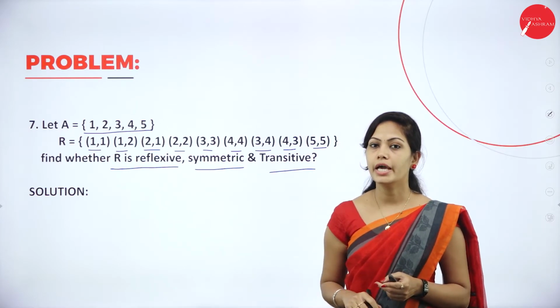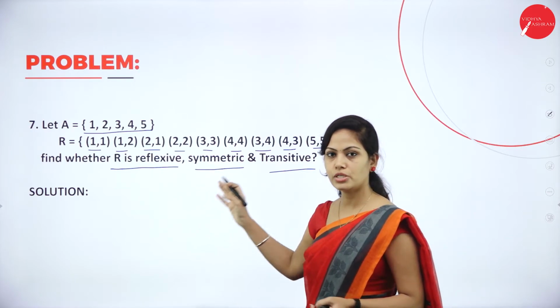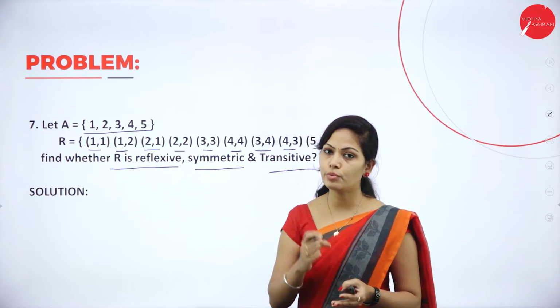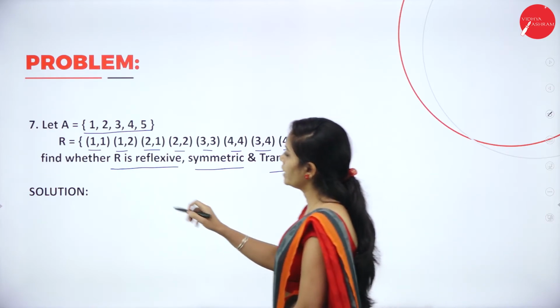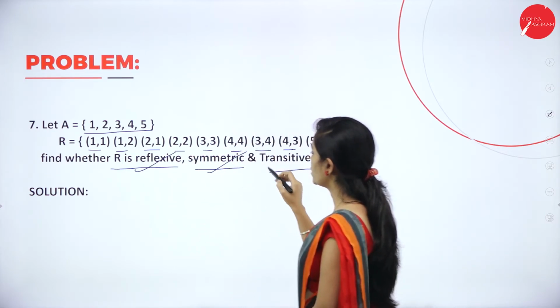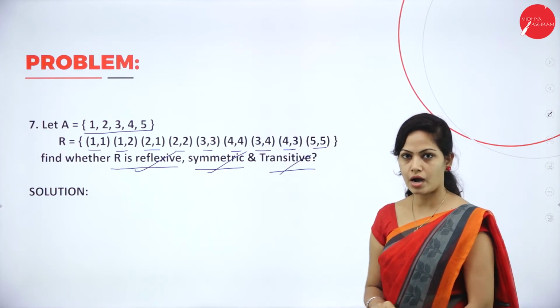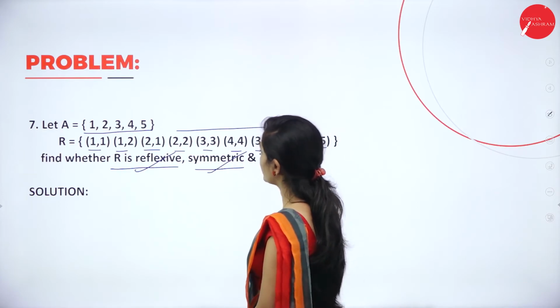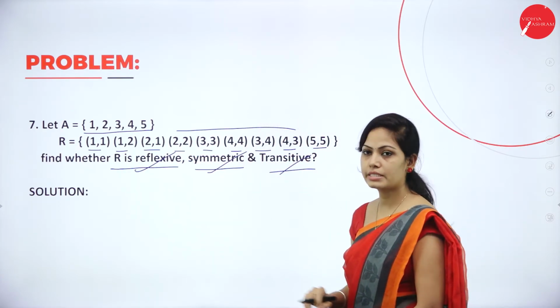So in properties of relation we have reflexive relation, symmetric relation, transitive and equivalence, inverse and complementary relation. So in this question you have to find whether it is reflexive, symmetric or transitive. Here we have the relation R. Using this relation, find out whether it is reflexive, symmetric or transitive.